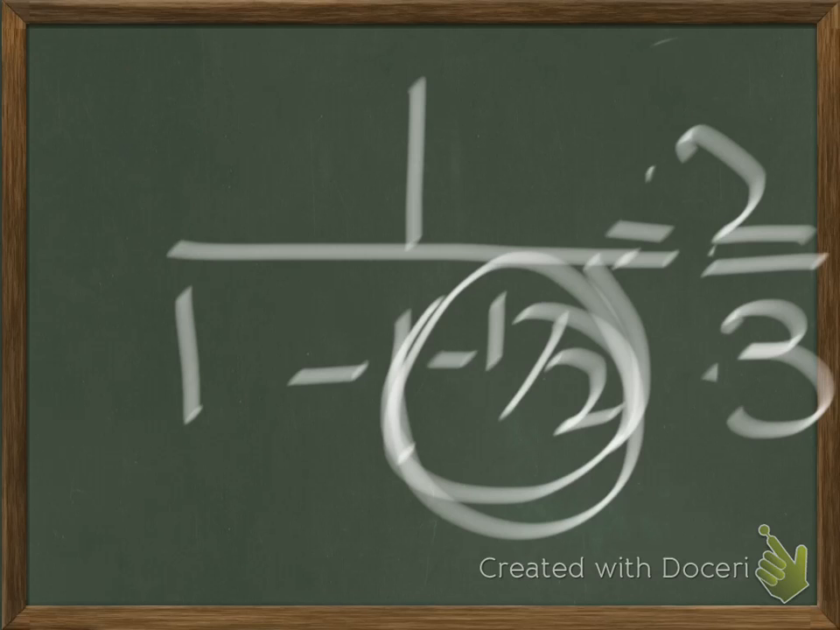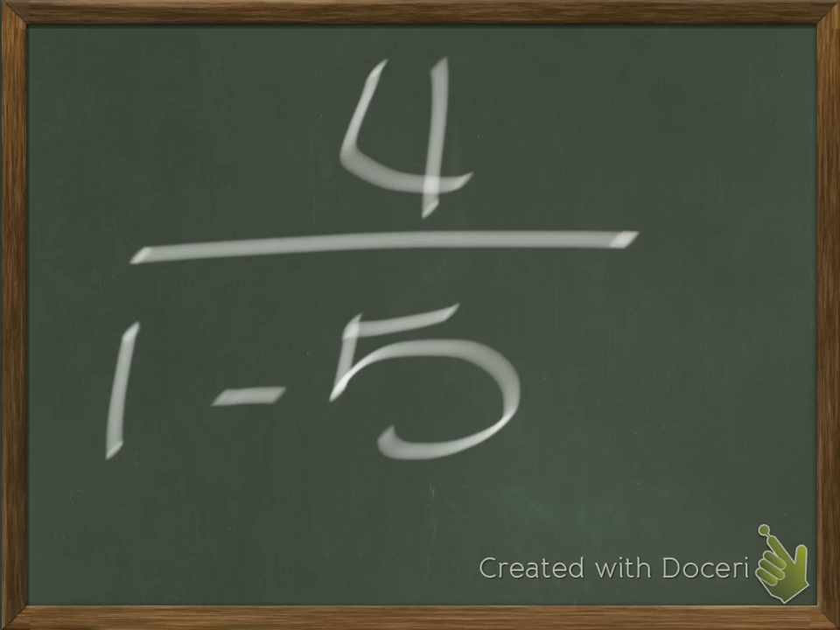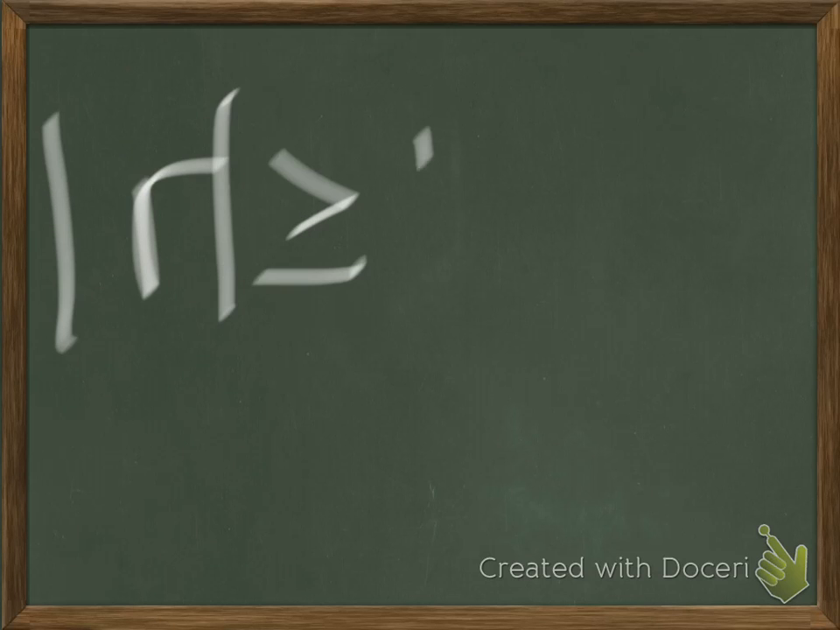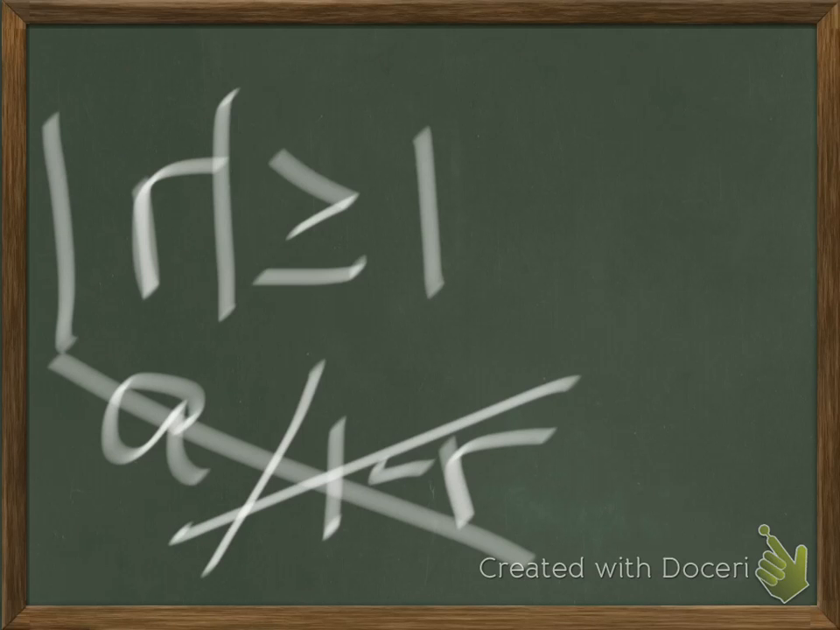Now let's try another example but with a greater r. Let's say our first term was 4 and our r term was 5. In fact, disregard that last bit, I was mistaken there for a second. If your absolute value of r is greater than or equal to 1, don't even bother with that whole a over 1 minus r thing. That's just scrapped as soon as you see this right here.